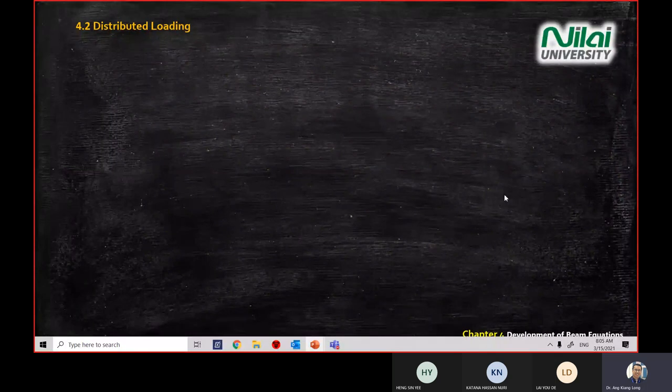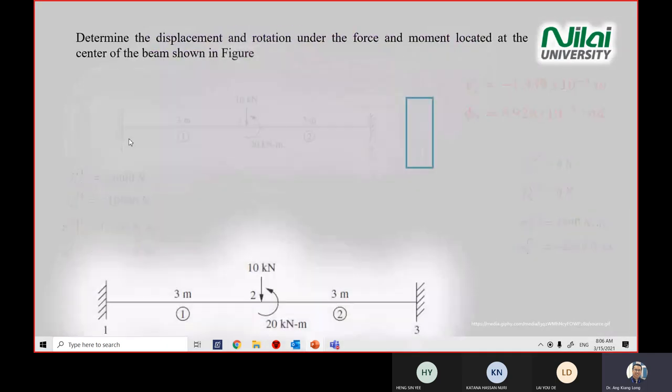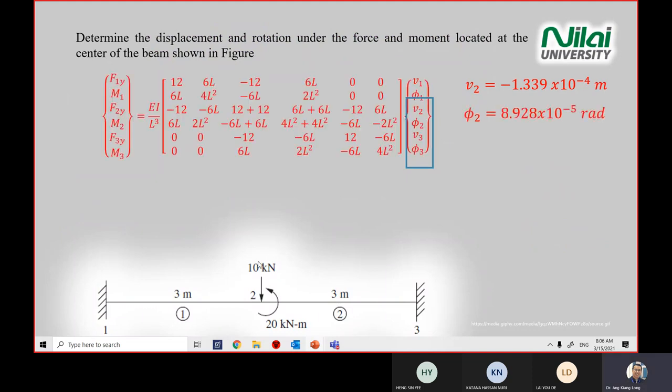All right, so today we're going to look at a new section of our chapter 4. We're going to look at where we have a distributed loading in our analysis. Previously, what we have is all the focus load in our system.